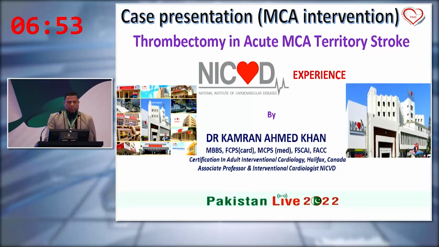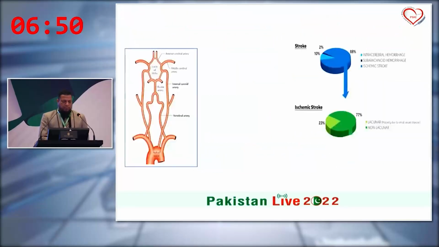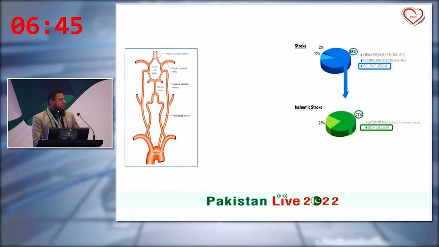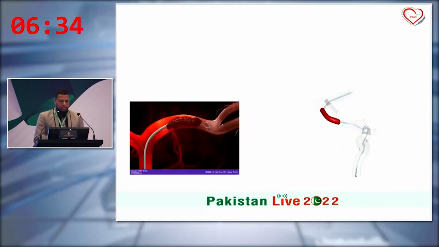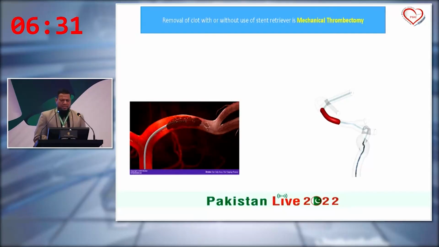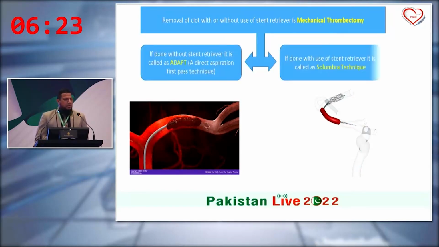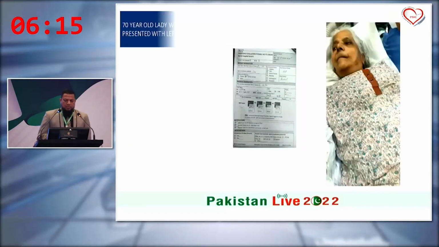So my topic of presentation is MCA intervention. First of all, a very brief, quick view. The majority of strokes, as already said by Dr. Umar, are ischemic. And out of these ischemic strokes, the majority are because of large vessel occlusion. So he has already explained this well to us. Briefly, what is mechanical thrombectomy? That's the removal of the clot, and if it is done with the help of a stent retriever, that is called the Solumbra technique. And if it is done without the use of a stent retriever, that is called ADAPT, a direct aspiration first pass technique.